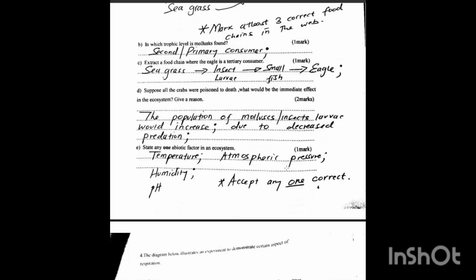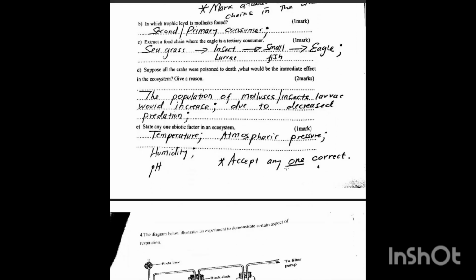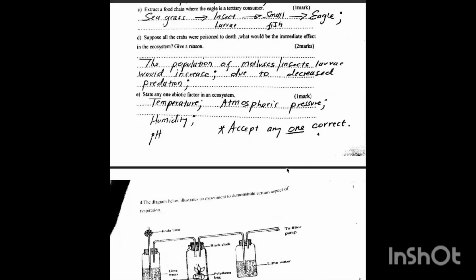Suppose all the crabs were poisoned to death, what would be the immediate effect in the ecosystem? You give a reason. So the population of the mollusks or the insect larvae would increase due to decreased predation.